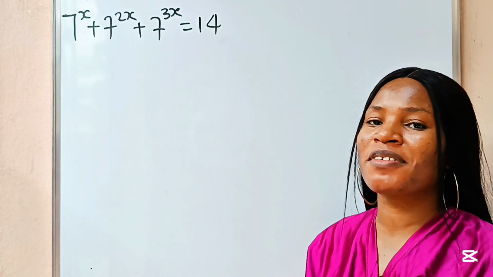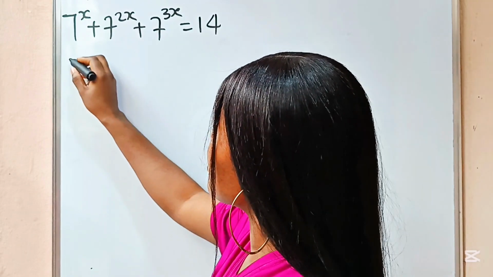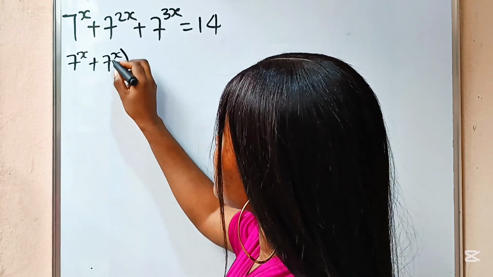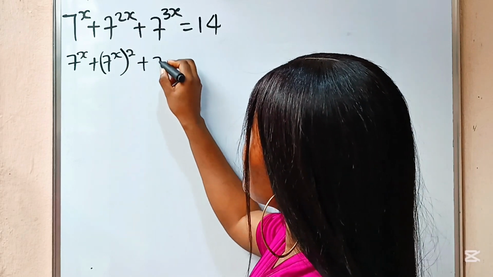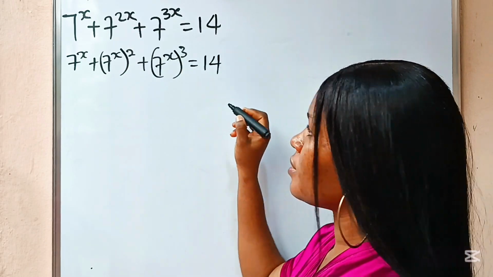Everyone, let's solve for the value of x. First, let's write this as 7 to the power of x plus 7 to the power of x raised to the power of 2, right? Plus 7 to the power of x raised to the power of 3 is equal to 14.